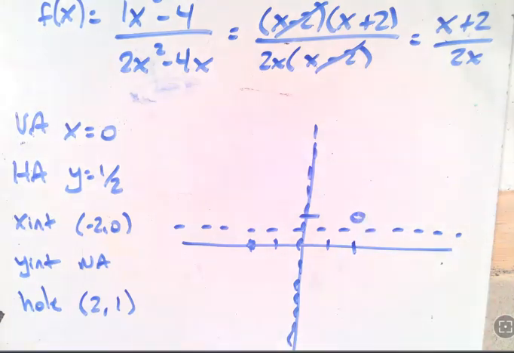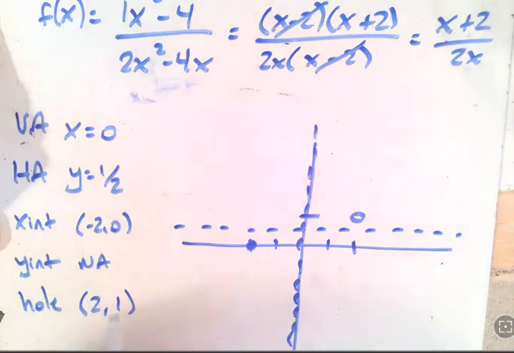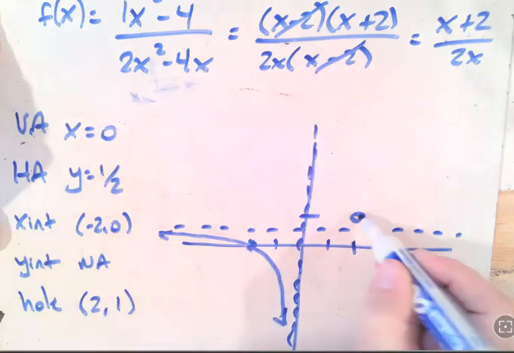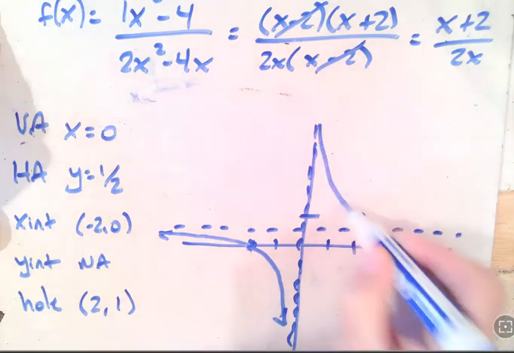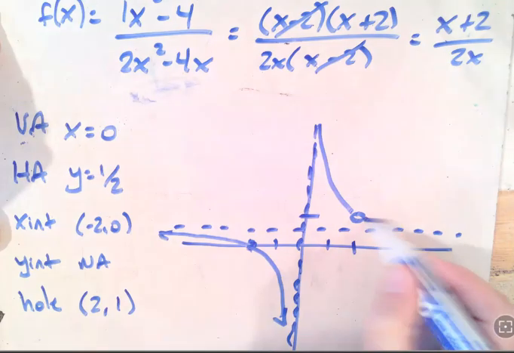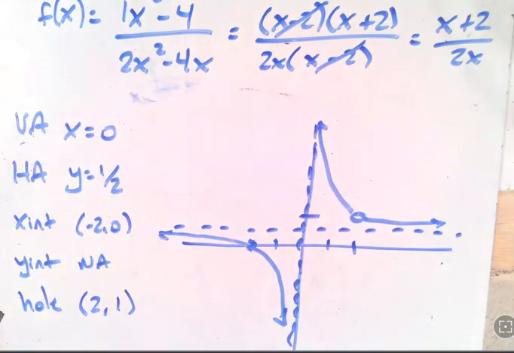So now we just need to fill out the graph. We know it has to go through this point, so that tells me it's got to come along this asymptote, go through that point, and then go down like that. We also know it's got to go through this hole, so it's got to come along here. It gets to the hole, it skips over the hole, and then it keeps going in that direction. And that's what it looks like.